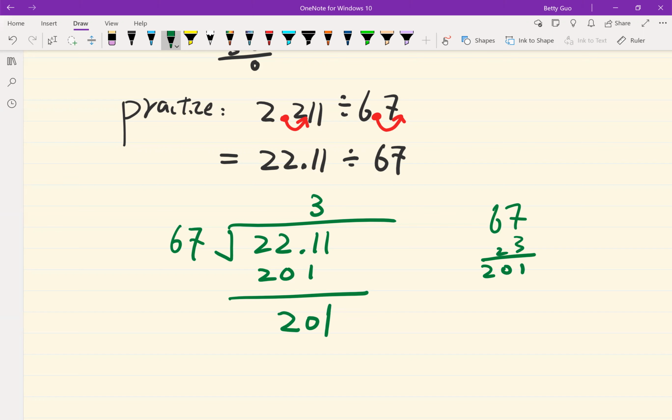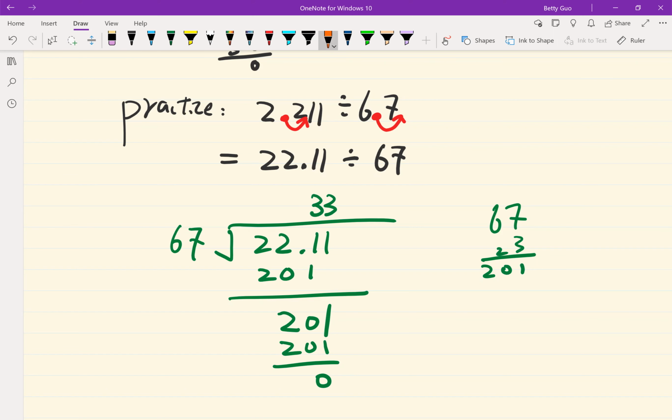So you have to bring down the next digit, which is 201. And you know already 67 goes into 201 3 times, right? And you have a remainder 0. What's the quotient, by the way? 33 is the quotient? No, what is the quotient?